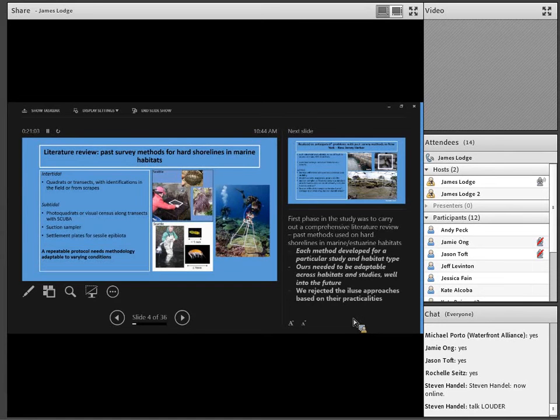And what we found was that there were a number of common techniques that were often used across these studies. So in the intertidal, usually we would use quadrats or transects, identifying the organisms in the field, or from epibiont scrapes. Whereas in the subtidal, we would often use photoquadrats or basically visual censuses, so for fish surveys along transects with scuba. Other ways to do biological community analysis in the subtidal are suction sampling, but also using settlement plates for the sessile organisms.